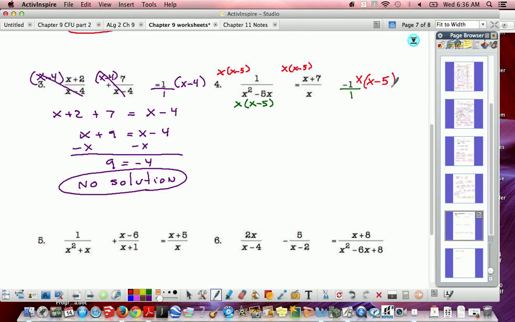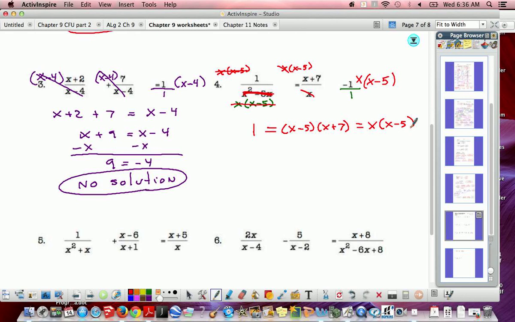So when I do so on the first one, they all cross out. So this is gone, and I'm just left with 1. 1 equals, here the x's cross out, but I'm left with x minus 5 times x plus 7. And then on this one here, I'm left with x times x minus 5.